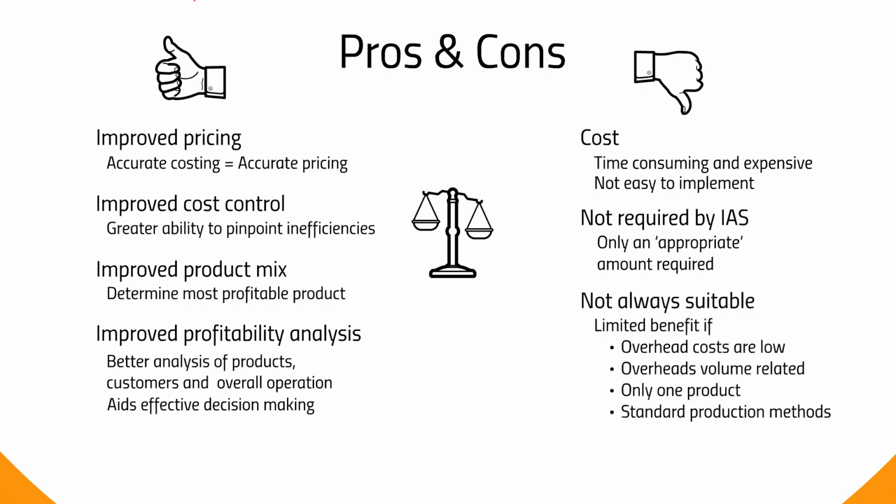And also, it's not always suitable. For the reasons that we discussed earlier when we're looking at where it's effective, this is when it would not be effective. So if overhead costs are not very high, if the volume of overheads is driven by production and the amount of units, then it's not necessary. If there's only one product, then it's not going to make any difference whether you have activity-based costing or not. So if you have a very standardized production process where you've just got one product and overheads are volume related, and the overheads are a very low proportion compared to your direct costs, then it's not going to be suitable.